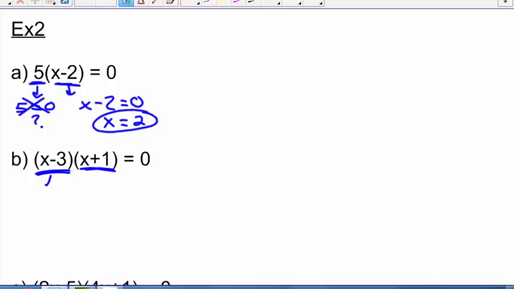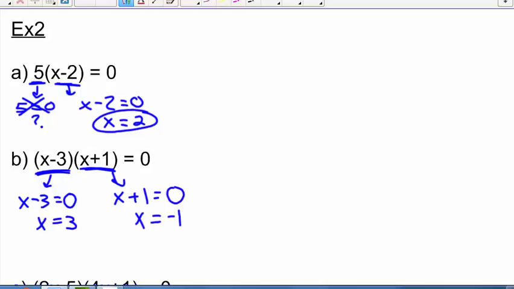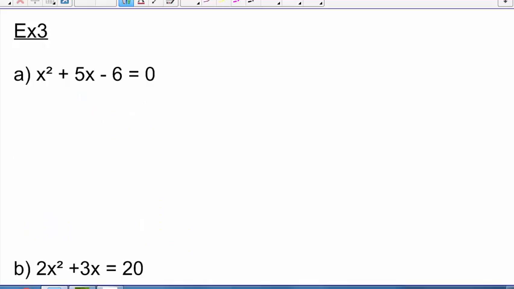In B, I have two things multiplied to be 0. So either the first part has to be 0, or the second part has to be 0. So if I look and solve this, if I add 3 to each side, I get x equals 3. On the right side, I have x equals negative 1. So if I put in 3, or if I put in negative 1, either of those would be considered solutions because they make it true here.